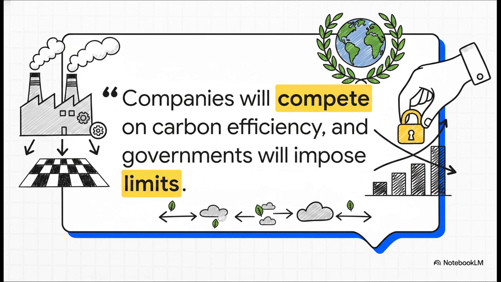I really want to highlight this powerful prediction directly from our source material. Companies will compete on carbon efficiency, and governments will impose strict limits. Just think about what that really means for a second. If 2 companies manufacture the exact same product, the company with the lower carbon emissions is going to face significantly lower regulatory costs. That makes them naturally more profitable and way more competitive. Carbon management is no longer an optional PR exercise. It's a fundamental requirement for business survival in the 21st century.